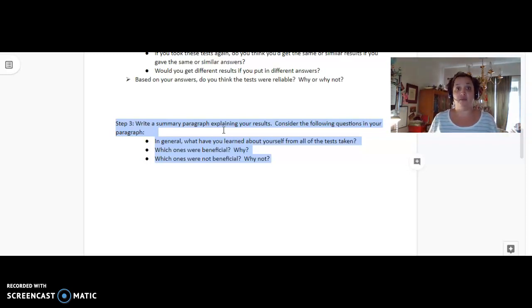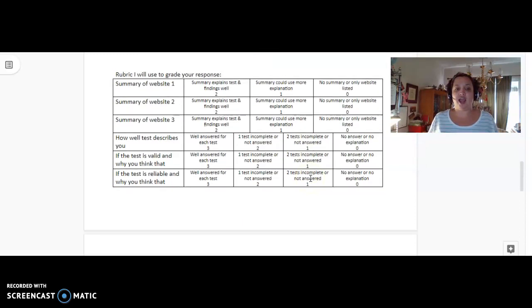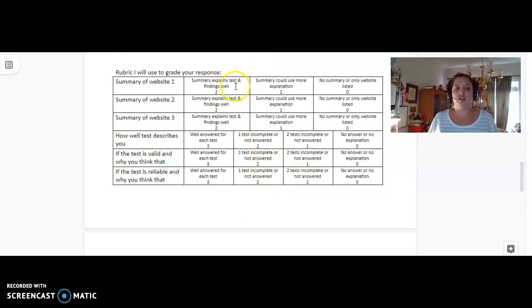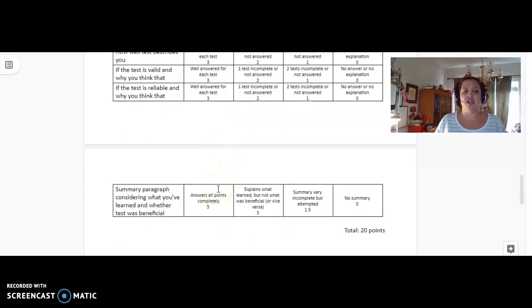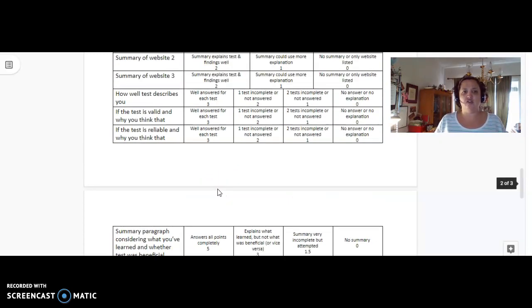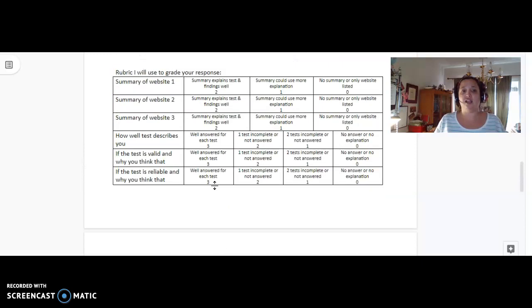Okay? And if you're curious to know how I will grade you, you can look here. Each website, the summary, and the website being included, that's up to 2 points. And then getting into question 4, 5, and 6, those are up to 3 points each. And then that last part, step 3, that's 5 points. So when you do the math here, I have to do math real fast. I'm sorry, I have to do the math correctly real fast. That should be 20 points.